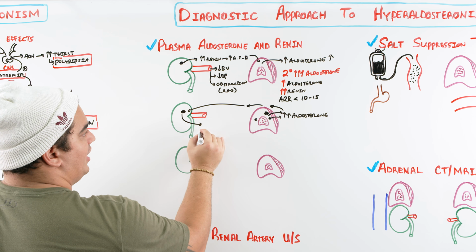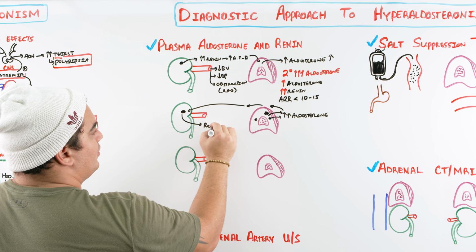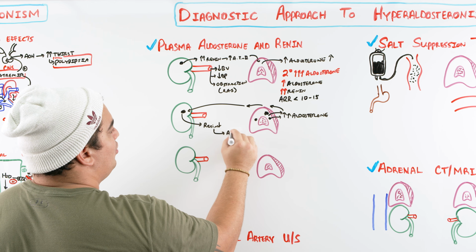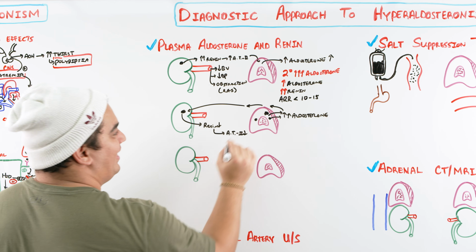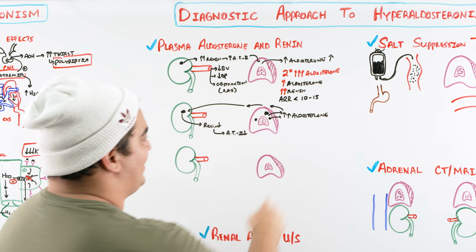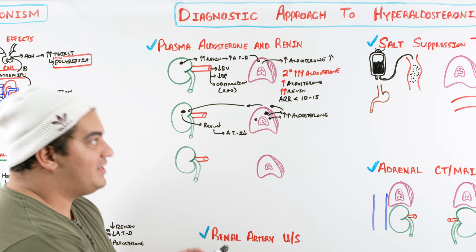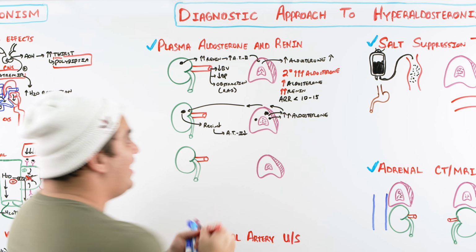It suppresses the JG cells. So then the renin levels will drop, and then subsequently, the angiotensin II levels will drop. So if you go ahead and look at this, if aldosterone's high and renin levels and angiotensin II levels are low, this is suggestive of a primary hyperaldosteronism.